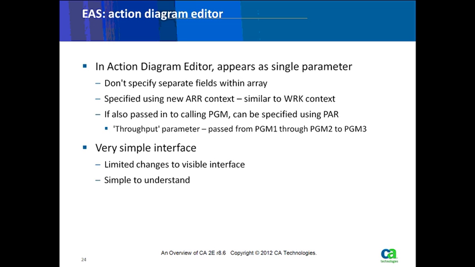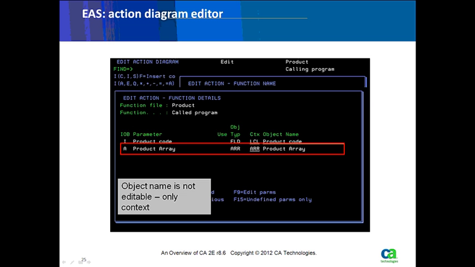So in this case, from my calling program, I'm calling that other called program, the one that I defined with those two parameters, and we have this field, first parameter, the product code, and the second I'm just saying, okay, pass through the product array. The only thing you can change is the context. If parameter context is available, you can write PAR, otherwise ARR, array, is the only context.